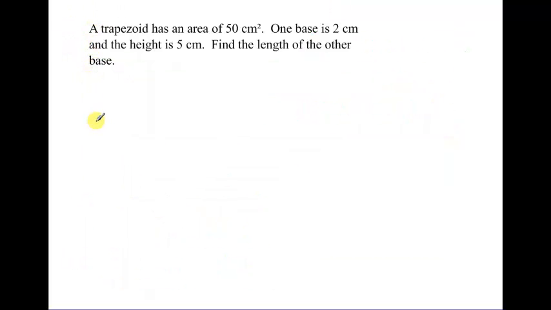Okay, let's wrap this up with a word problem. Now, don't be scared of the word problems. You just got to draw a picture, so read it carefully. It's number 1, it's a trapezoid, and it's got an area of 50 square centimeters. So let's just note that. Area is 50 square centimeters, and let's just draw ourselves a trapezoid. No big deal.